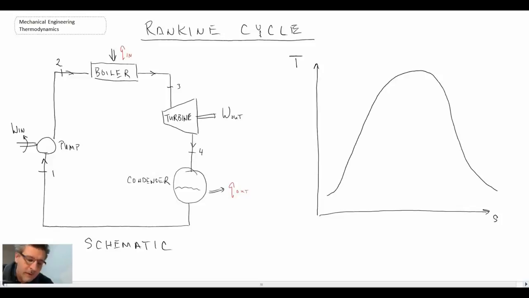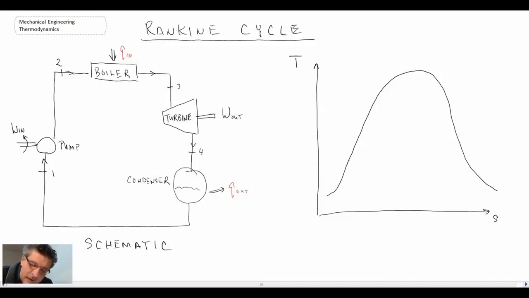So what we have with the Rankine cycle, you can see the schematic on the left, and we have a pump. The fluid comes out of the pump, goes into a boiler where we have heat addition. It converts into steam. The steam then goes into a turbine, produces work. The steam comes out of the turbine, and we condense it back into a liquid phase and then bring it back into the pump.